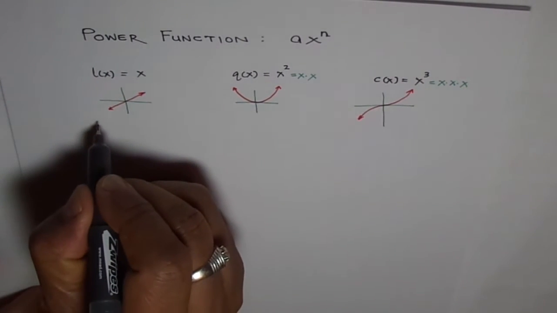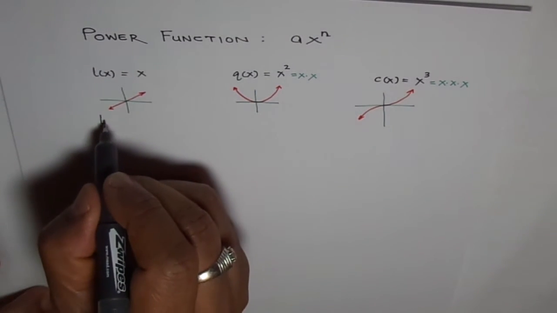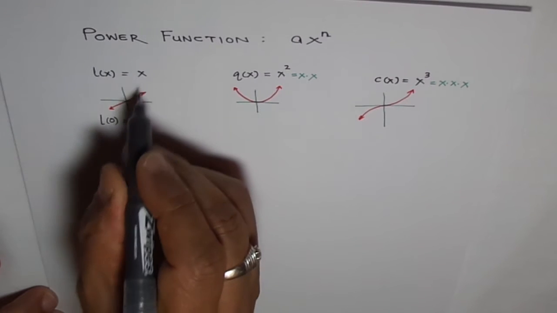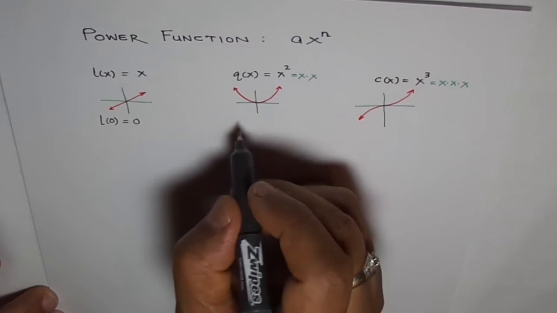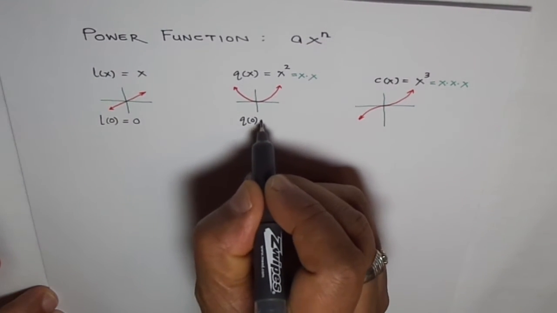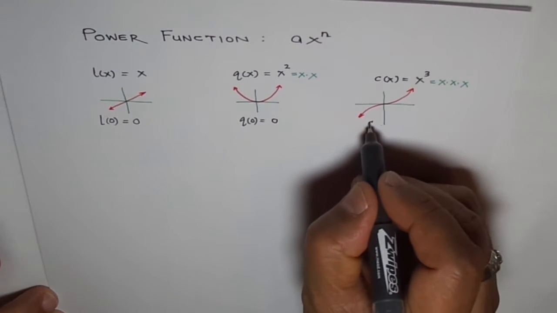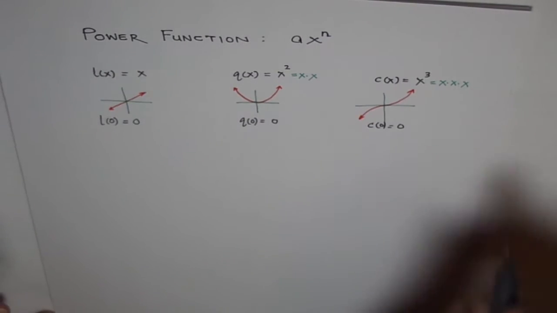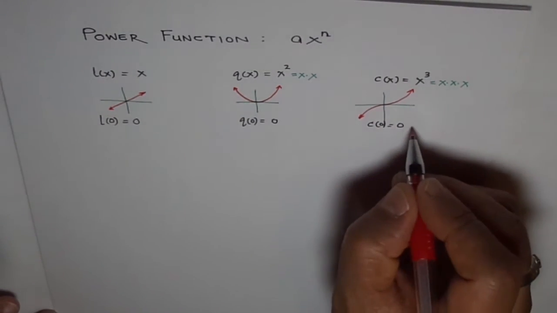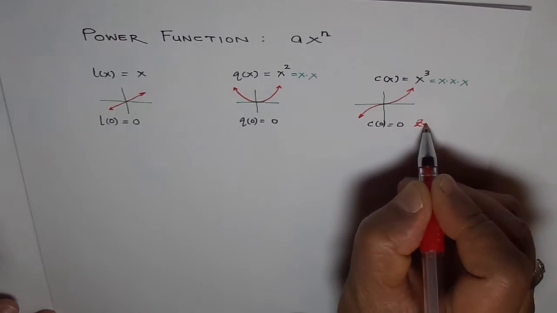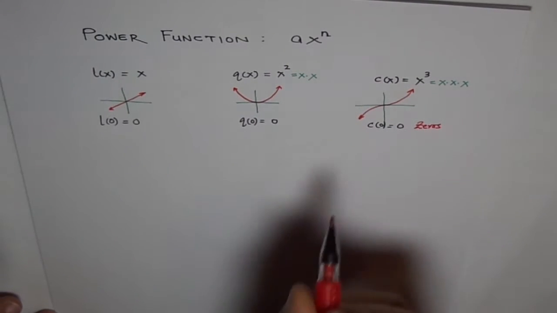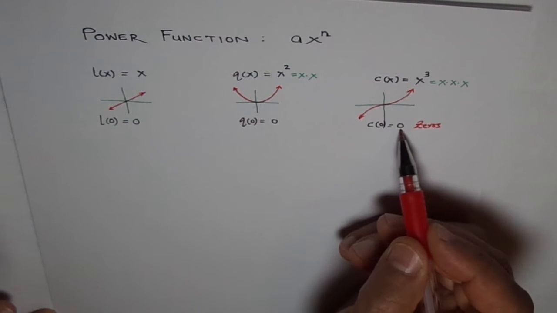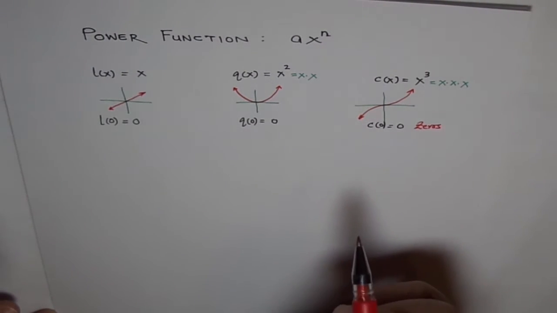Well, one thing is that if we check the value at 0, what is L(0)? When x is 0, we get 0. How about Q(0)? Q(0) is also 0. And how about C(0)? C(0) is also equal to 0. These are called zeros. Why zeros? Because at some value of x, the output is 0. We are calling them zeros.